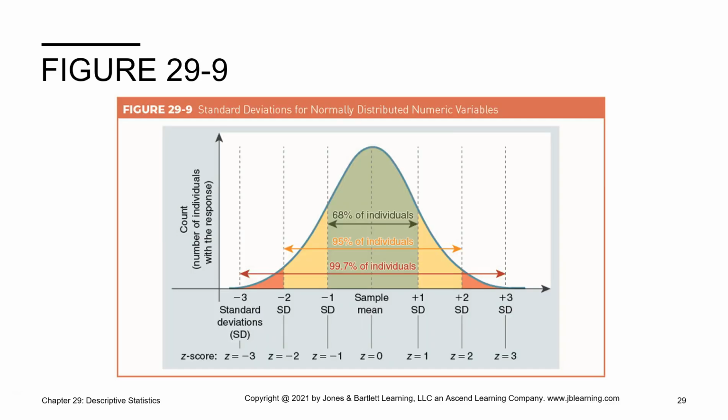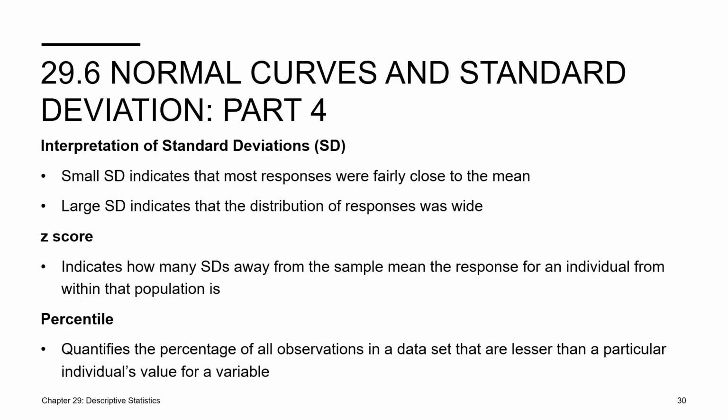And so figure 29.9 goes over the standard deviations and this spread of where the individual data lies within the distribution. And so how do you interpret a standard deviation? You could have a very small standard deviation in your data, and this indicates that most responses were fairly close to the mean. So most people had similar responses. If you had a large standard deviation, that indicates that the distribution of responses was very wide and that people had very different responses from the mean.